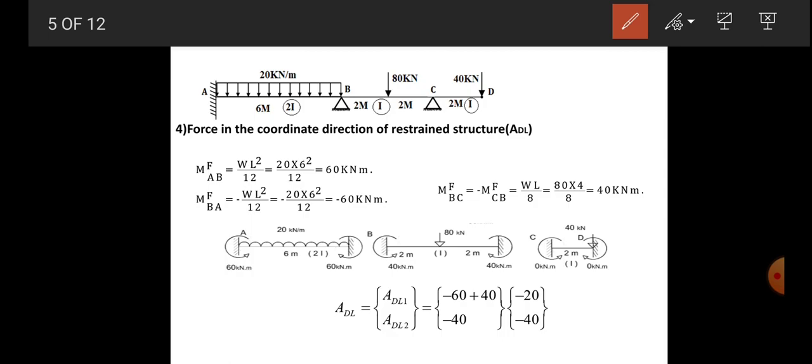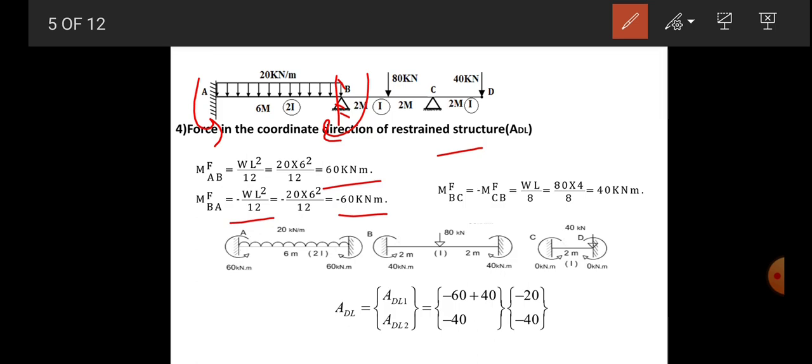Now next step, force in coordinate direction of a restrained structure, called ADL. For that, make the structure restrained and find the fixed end moment at each end, at A and at B. The formula for the same is WL square by 12. By putting the values, W is 20, L is 6 meter. So 20 into 6 square divided by 12 becomes 60 kilonewton meter, and for the second it is minus 60 kilonewton meter for end B.